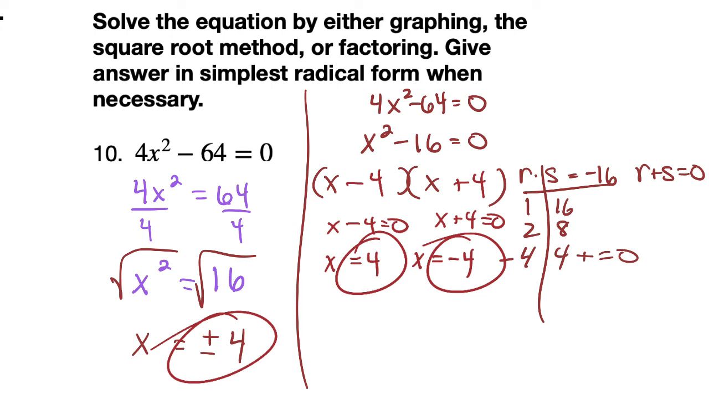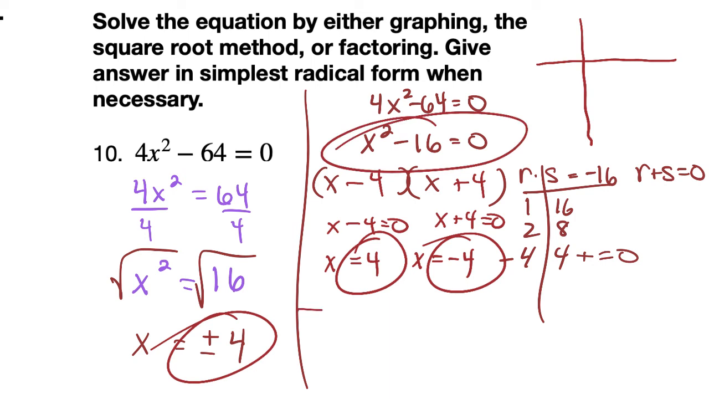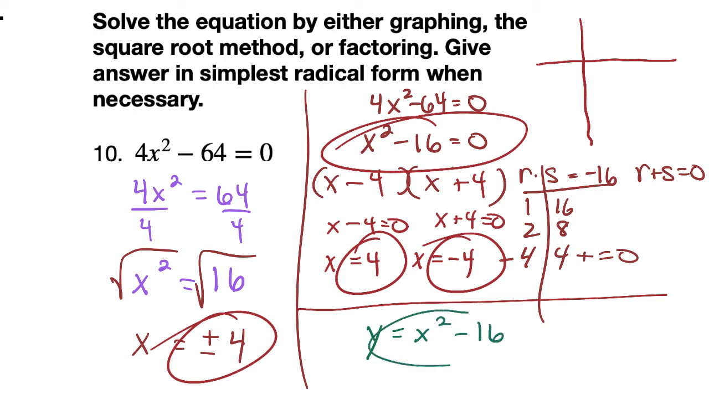Okay, and then the last thing you could do is you could graph this thing. This parabola, now remember, if you graph it, you graph the related equation, and so it equals 0, and so you graph y equals x squared minus 16. And this is essentially our parent function, x squared, but it's shifted down to negative 16.